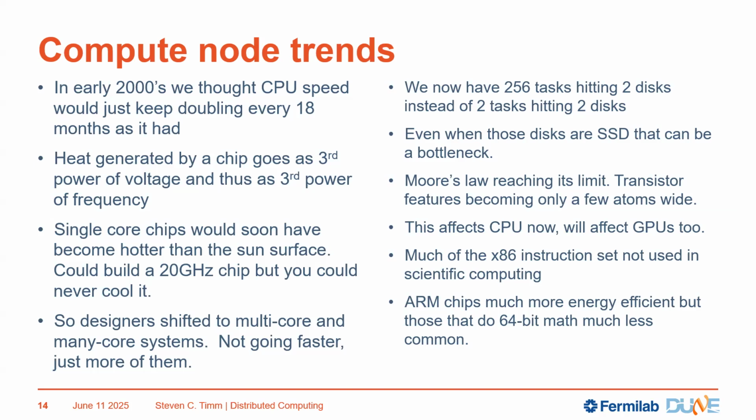Moore's law is reaching its limit. Transistor features are only becoming a few atoms wide. That affects CPU now, but GPUs are also made of silicon. It will affect them too. It's just a little bit, they've got a bit farther to go on that.